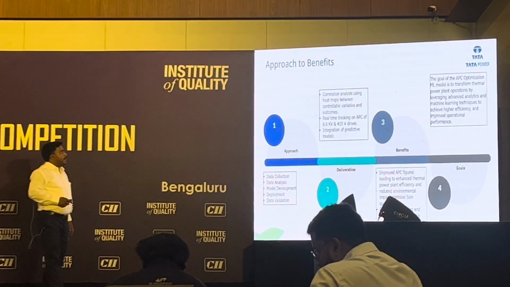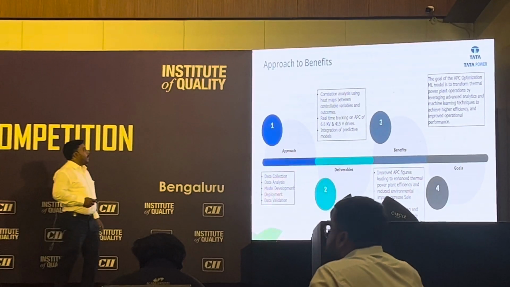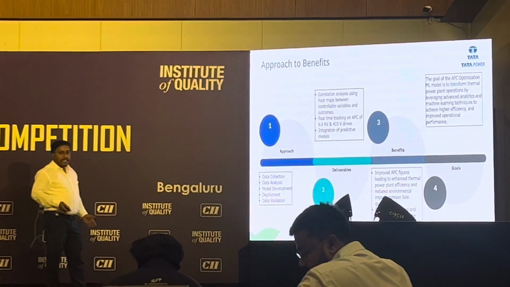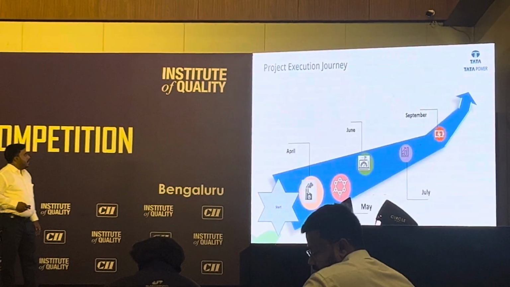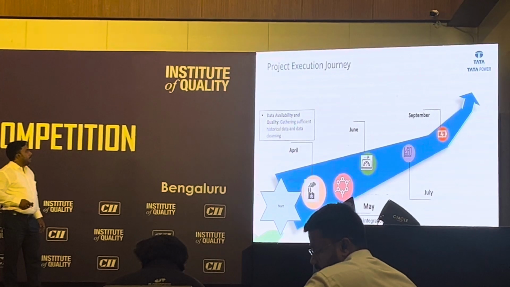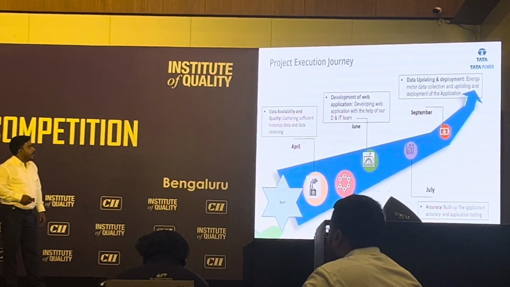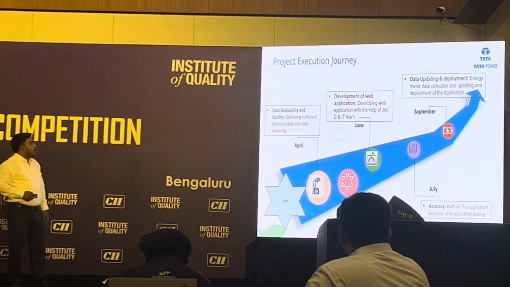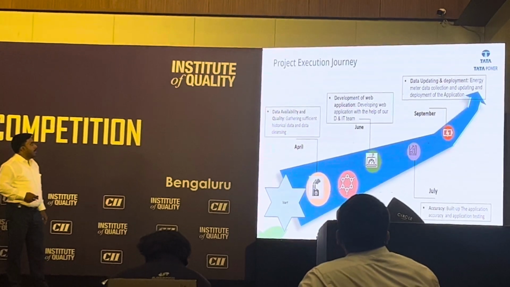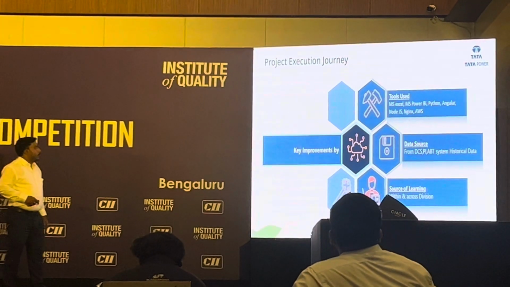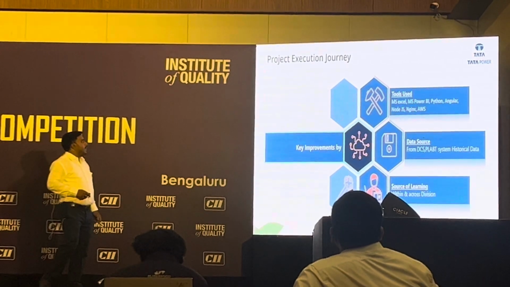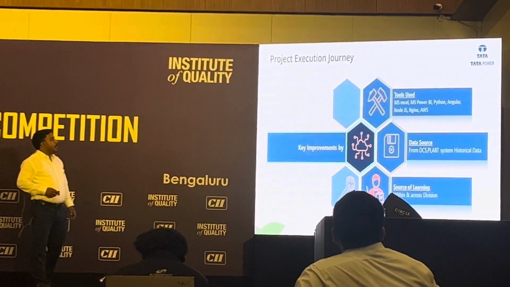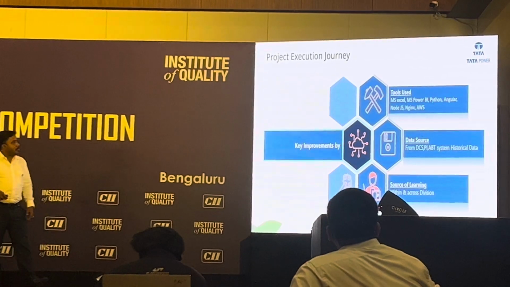The goal of this APC optimization ML model is to transform the thermal power plant operation by leveraging advanced analytical and machine learning techniques. So accordingly, this is the project execution journey from April onwards to September. We jotted down all the steps and completed the project in the month of September. And these are the major tools that we have used in our project execution, like Python, Angular, Node.js, AWS, and the data source was from DCS, PI AVT systems, and so on.